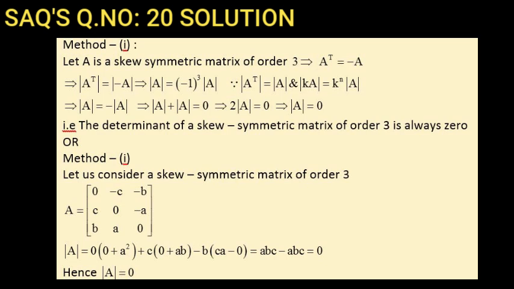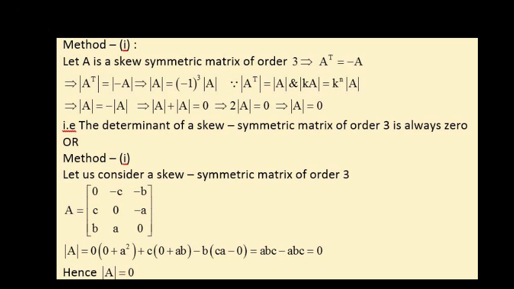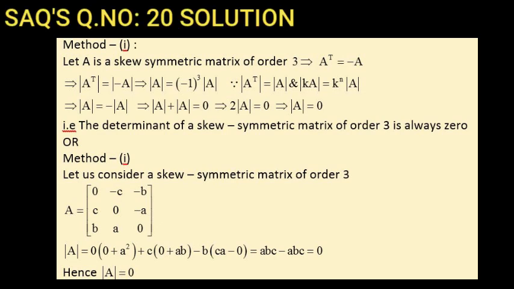This implies det A is equal to (minus 1) whole cube into det A. Here we use the condition det kA is equal to k to the power n into det A, where k is some scalar and n is the order of the matrix. Therefore, here A is a 3 by 3 matrix.